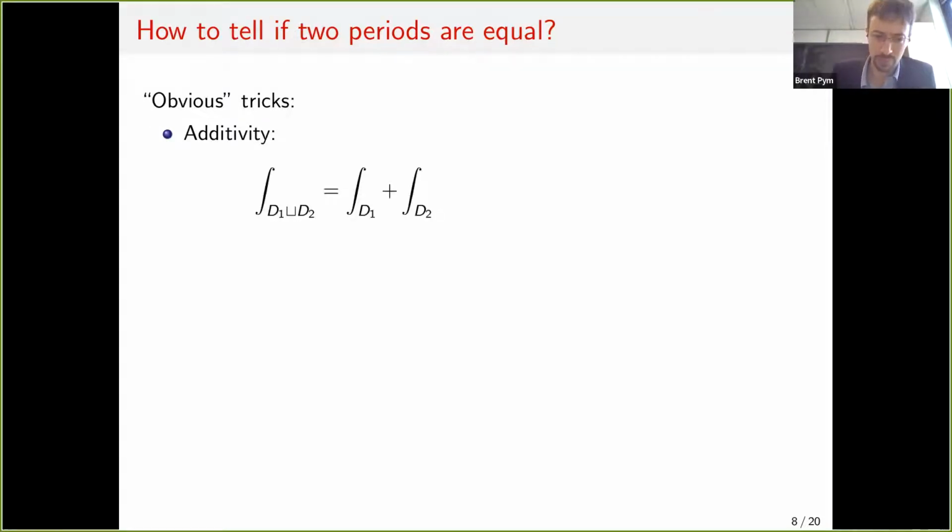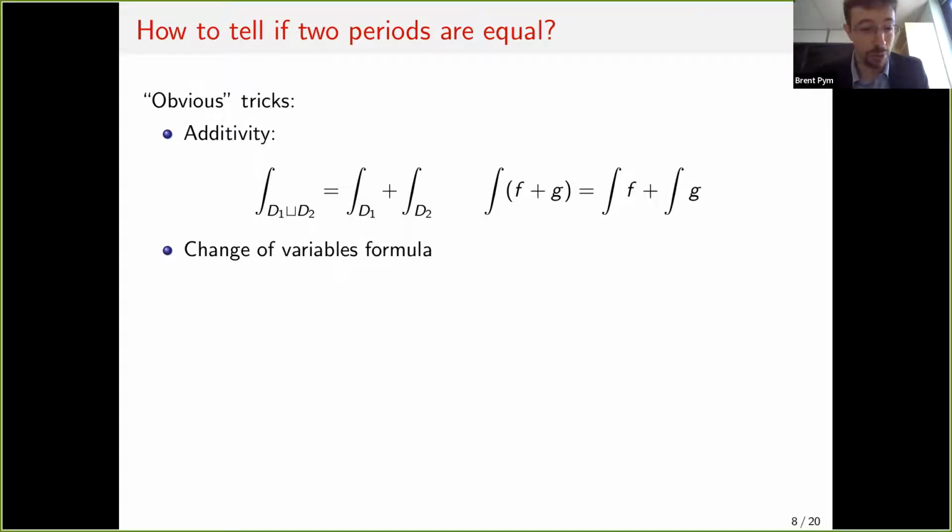So, if I have a domain which is written as the disjoint union of two smaller domains, d1 and d2, then the integral over the union is the sum of the integrals. Okay. And similarly, if I integrate f plus g, I get the integral of f plus the integral of g. Okay. So these are some obvious facts which you can use to try to prove that two periods are equal. But of course, additivity is not going to get you very far.